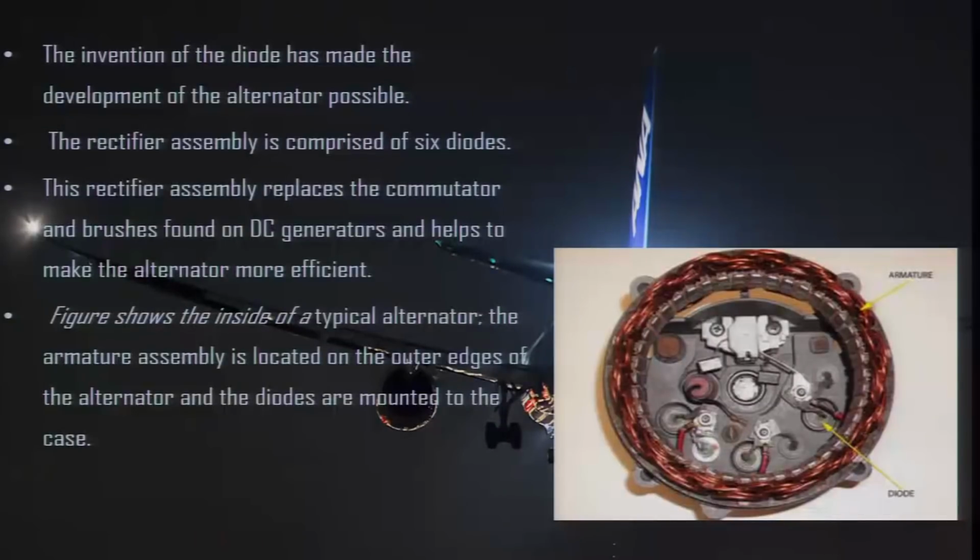The figure shows the inside of a typical alternator. The armature assembly is located on the outer edges of the alternator, and the diodes are mounted in the case. These are the diodes, and this is your armature, located on the outer edges of the alternator.